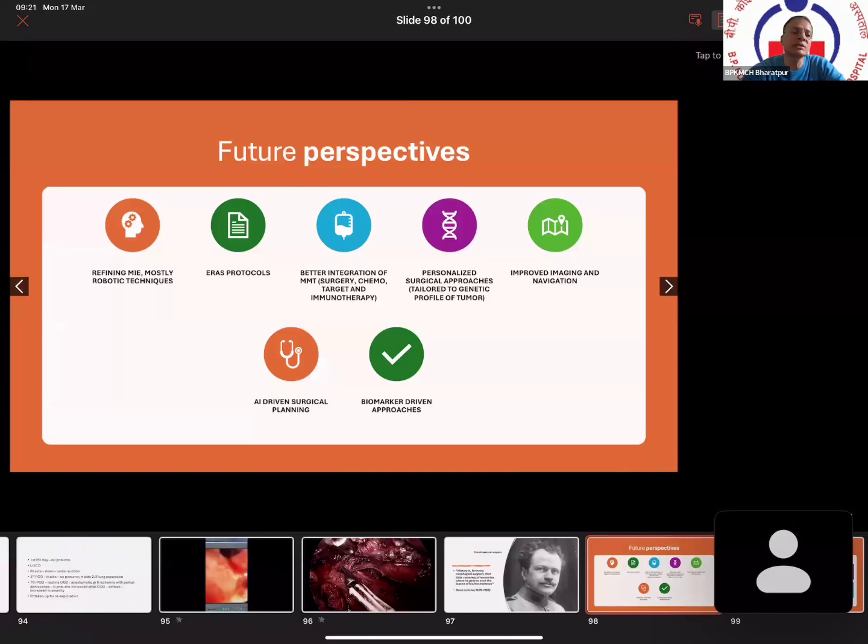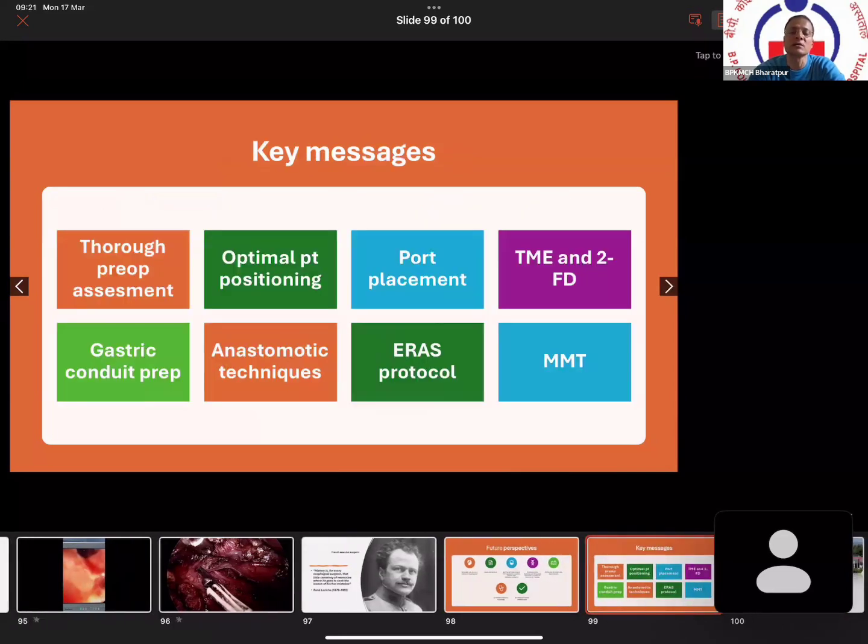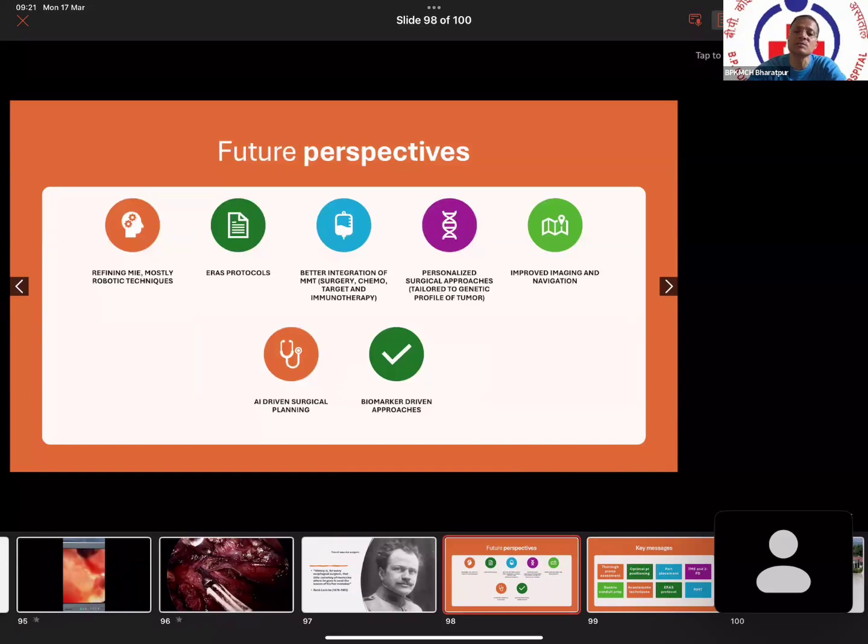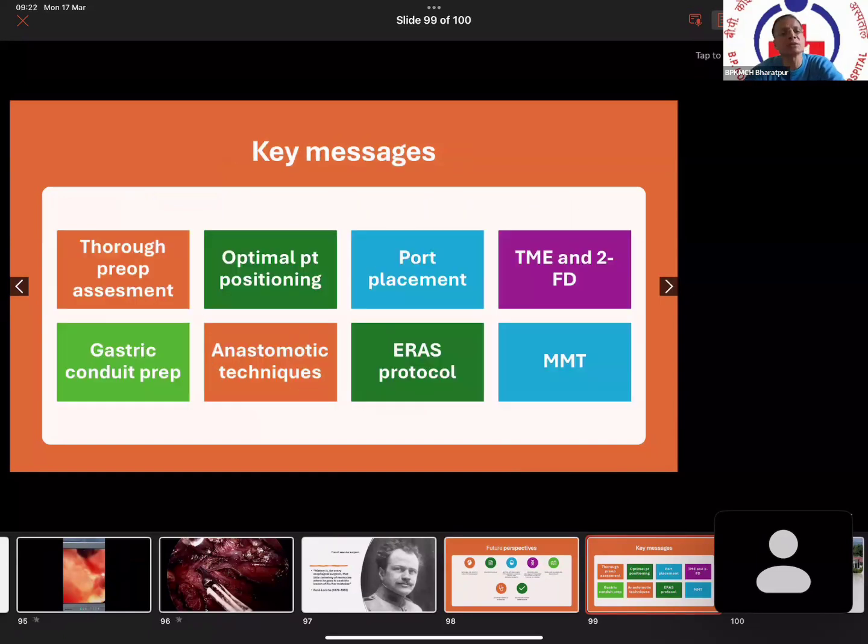Our future perspective would be refining MIS, ERAS protocols, better integration of multimodality treatment, a personalized surgical approach, improved imaging and navigation systems, AI-driven planning, and biomarker-driven treatment approaches. So my key message is that thorough pre-op assessment should be there, optimal patient positioning should be there, and port placement should be optimal because otherwise it will create ergonomic problems for you.